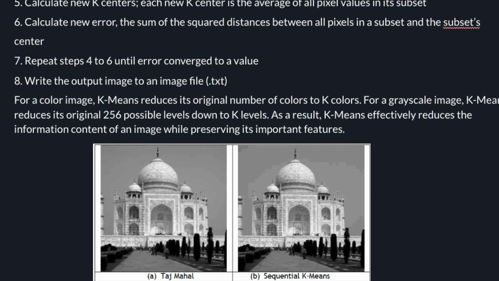So in k-means clustering, for a color image, it reduces its original number of colors to k colors, whereas for a grayscale image, it reduces its original 256 possible levels down to k levels. As a result, k-means effectively reduces the information content of an image while preserving its important features. As you can see, the image produced by sequential k-means is preserving its important features.